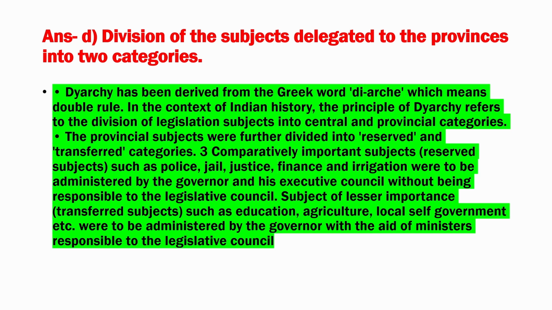Comparatively important subjects, the reserved subjects, such as police, jail, justice, finance and irrigation, were to be administered by the governor and his executive council without being responsible to the legislative council. Subjects of lesser importance, the transferred subjects, such as education, agriculture, local self-government etc., were to be administered by the governor with the aid of ministers responsible to the legislative council.